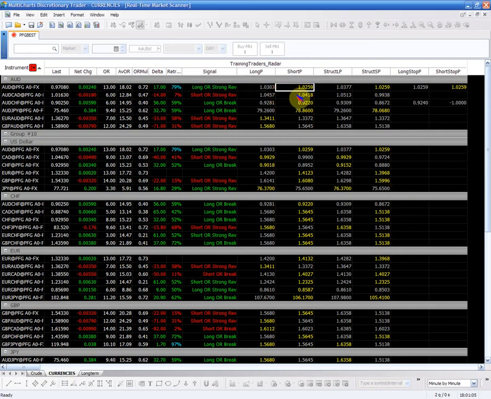The short point means below it we're going to sell. The structure long is a trend changing point. That means the structure long point, this means that the market has now changed its trend and now it's going up. The structure short point means that the market has changed the trend and now the trend is down.